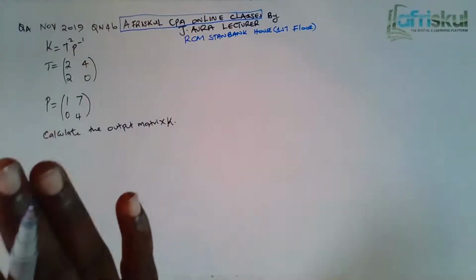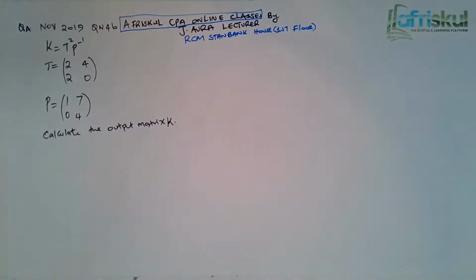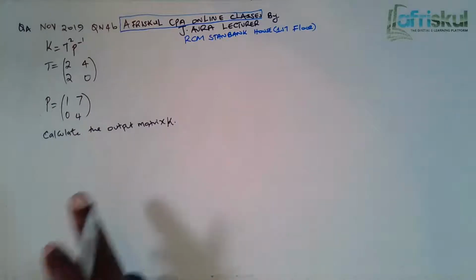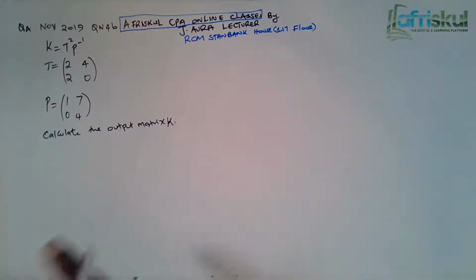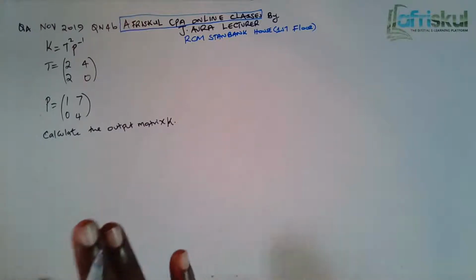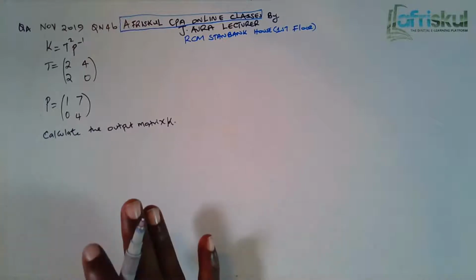Right? So here we are. They've given us this output matrix K, which is T squared, P raised to minus 1, P raised to minus 1, right? And then they have given us the T matrix, which is 2, 4, 2, 0, P 1, 7, 0, 4. Calculate the output matrix K.